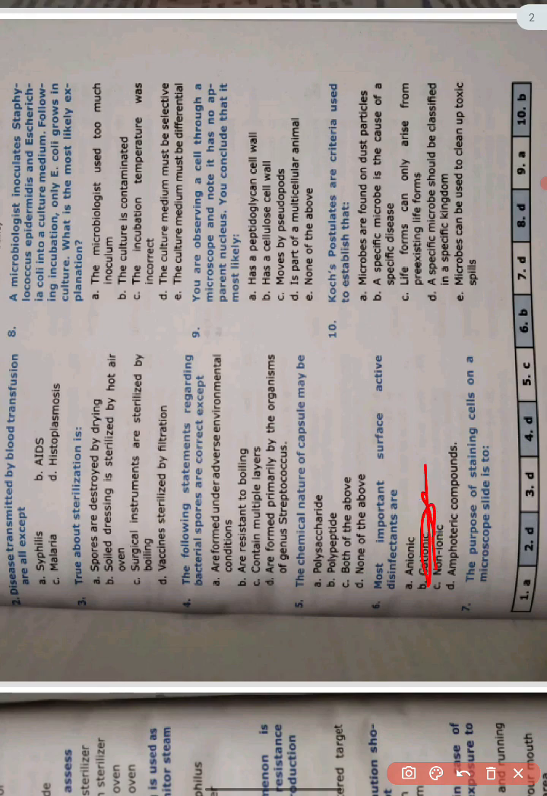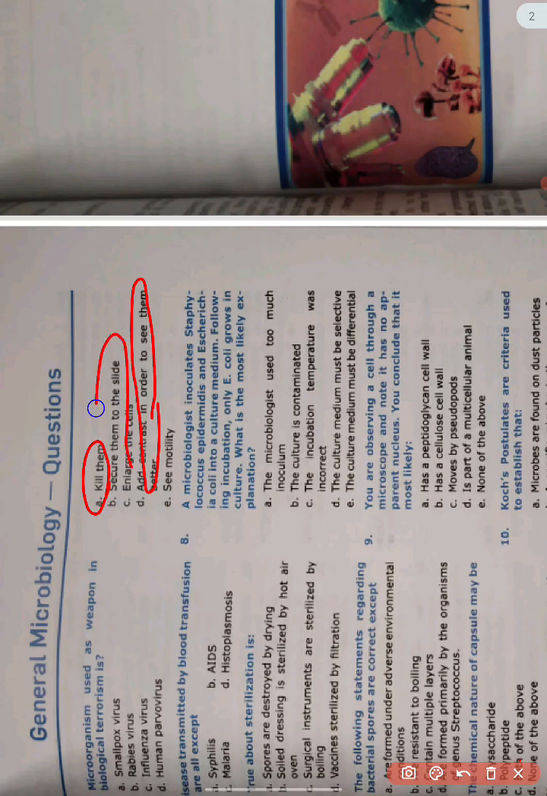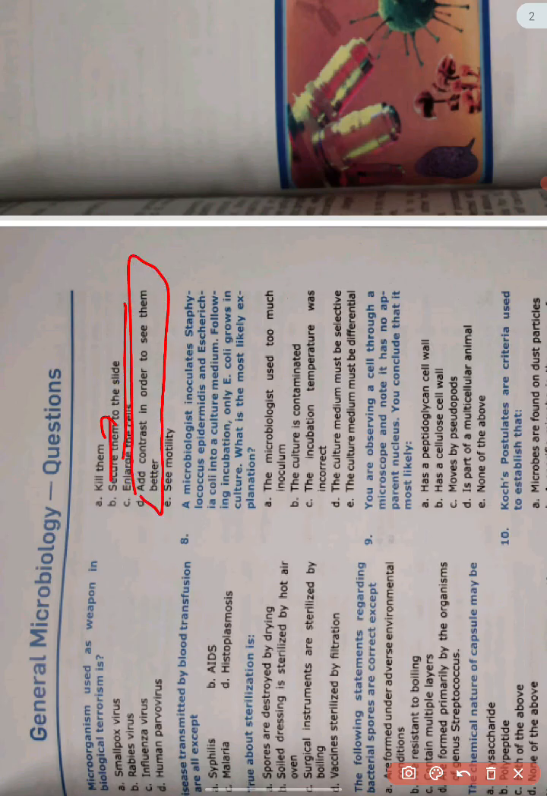The purpose of staining cells on a microscopic slide is to get clarity and contrast in order to see them better. Fixation is to kill them and secure them to the slide. But to contrast them and see better, we use staining.